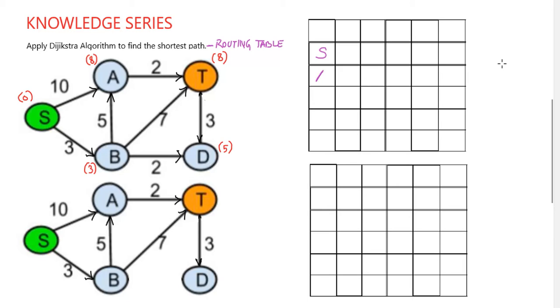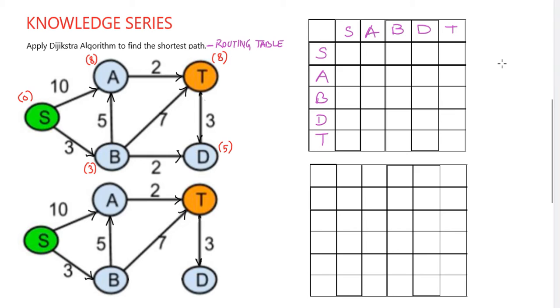S, A, B, D and T. Similarly on the row columns, there also let me put S, A, B, D and T. Now we will consider that from a given vertex, when we move to the corresponding different vertices, how we are going to assign the different weights.